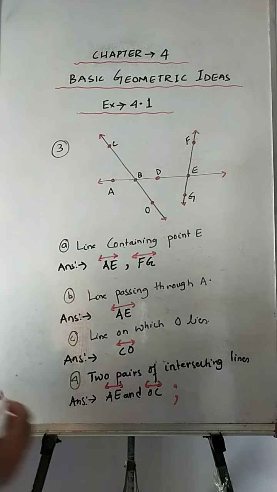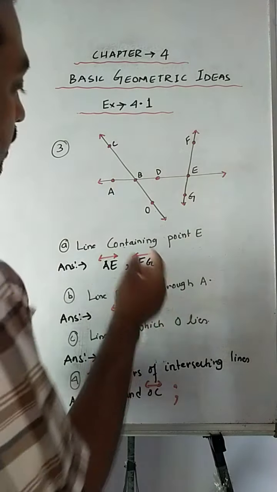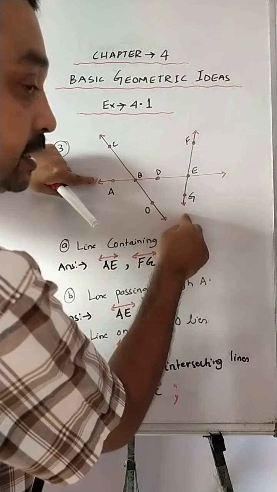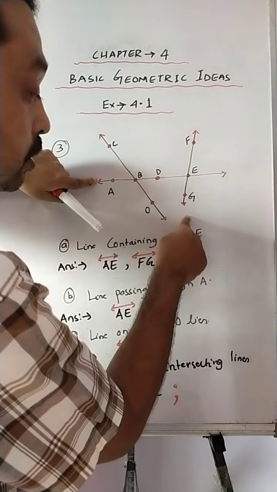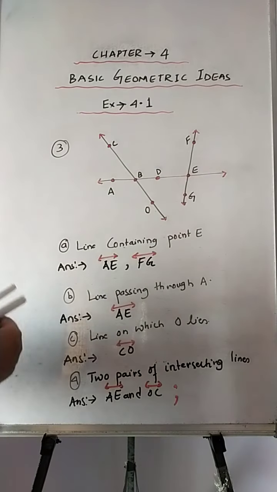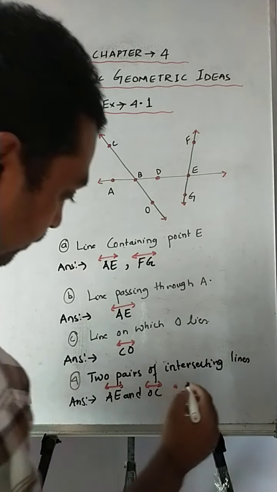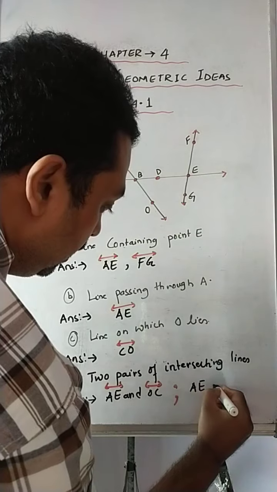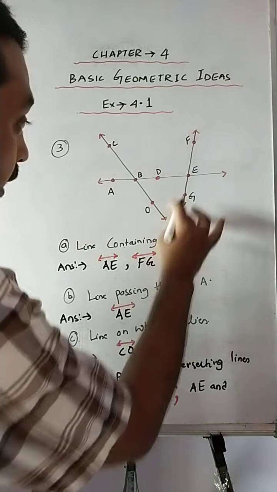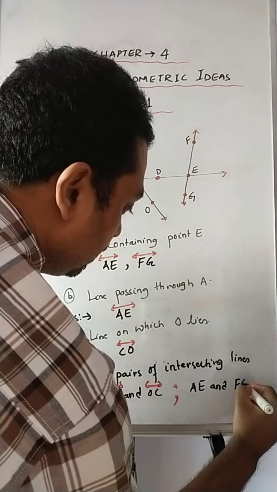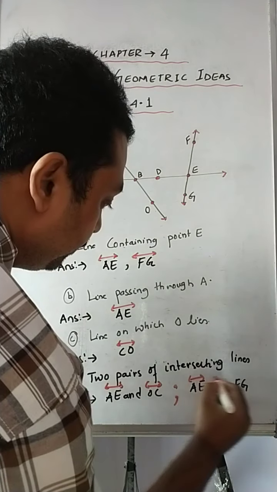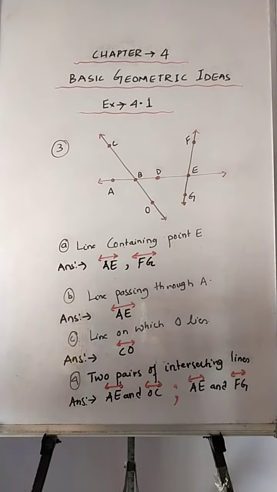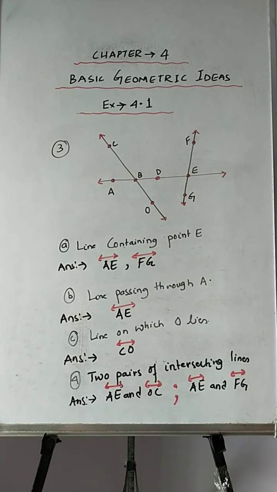Now we have to name another pair of lines. Again, this line and this line are intersecting at point E. So this line and this line are also intersecting lines. So AE and FG. Okay, so this is another pair of intersecting lines. Fine. So this is the solution of question number 3.